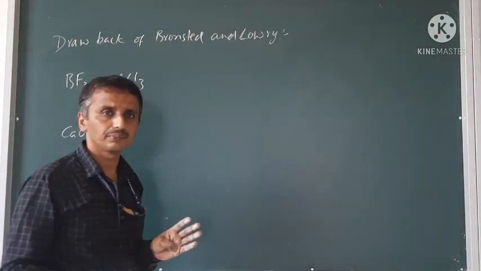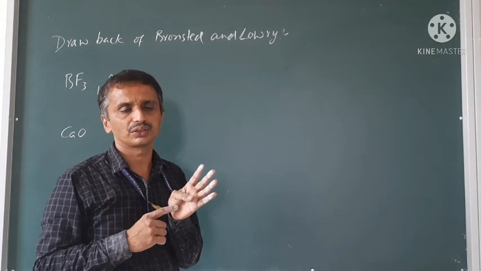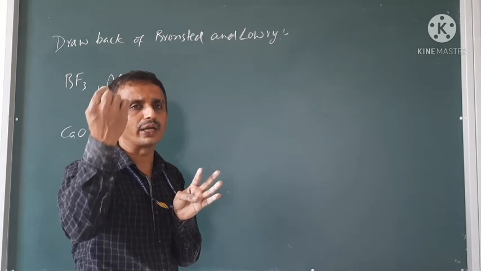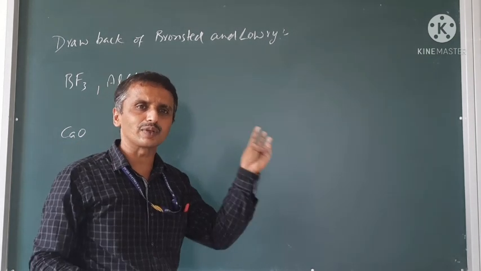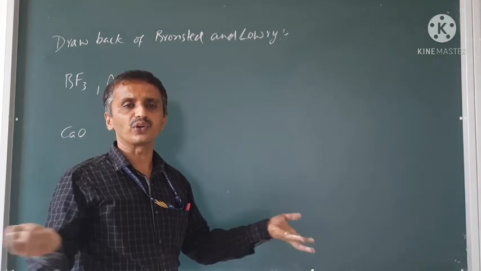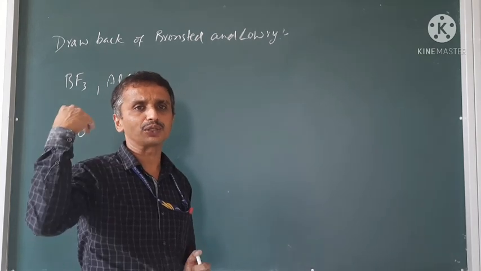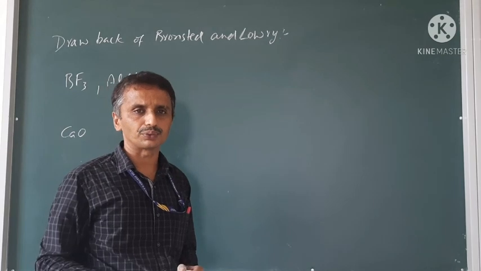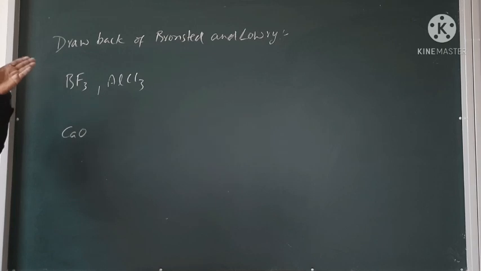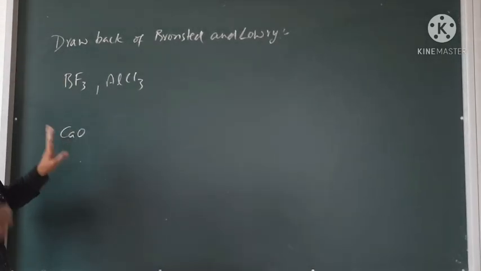Merit. I can explain the amphoteric nature of substances. Anything which donates protons and which accepts protons, I can explain why it's an acid, why it's a base. Amphoteric substances like water we can explain, because water has the capacity to donate a proton and also accept a proton. But BF3, why is it an acid? No explanation. CaO, why is it a base? No explanation.